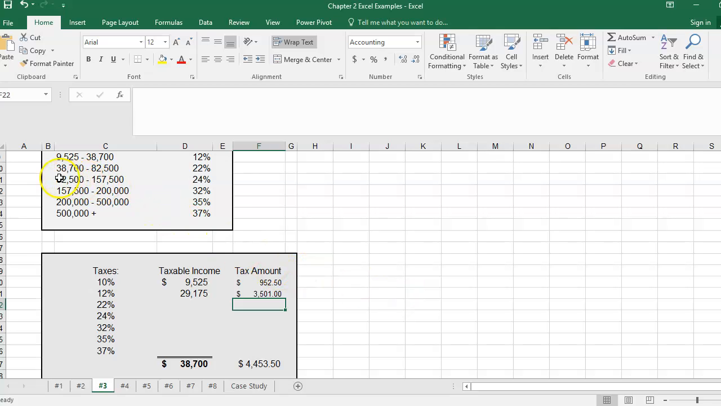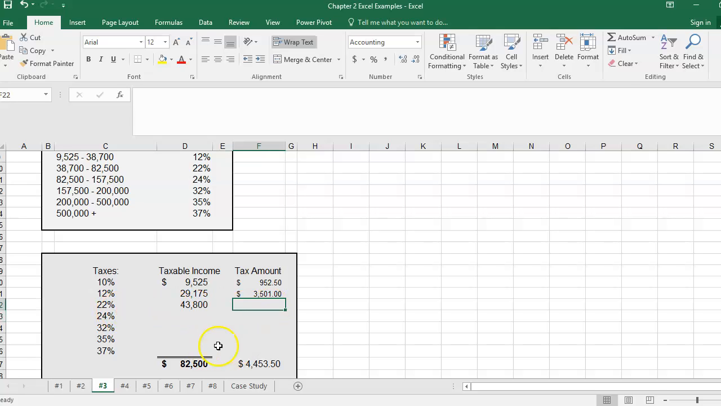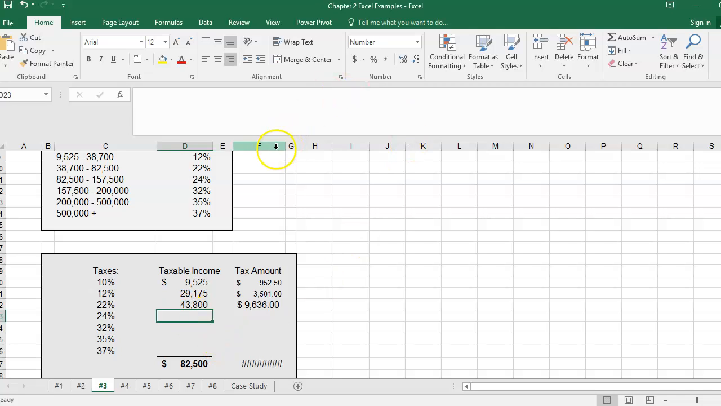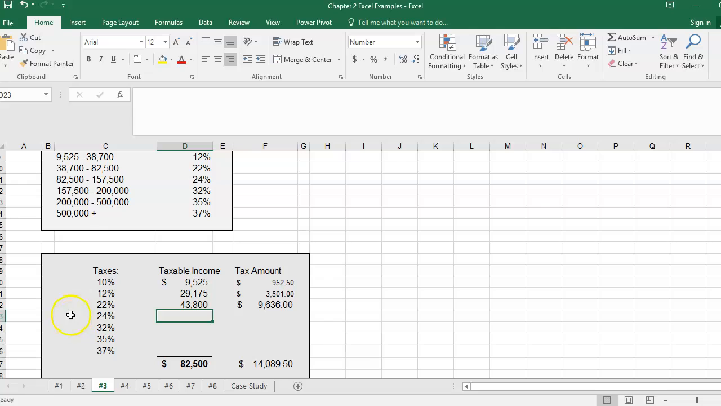Our next threshold is from $38,700 to $82,500. So we're going to take $82,500 minus the total that we've already paid in previous years, leaving us $43,800 we're going to pay 22% tax on. 22% times $43,800. And we continue working through that until we hit $189,000 in income.